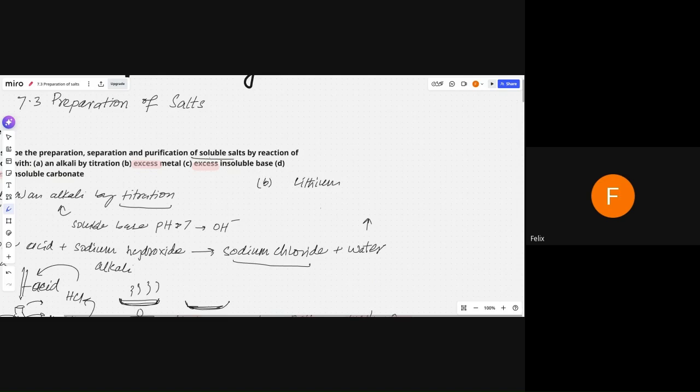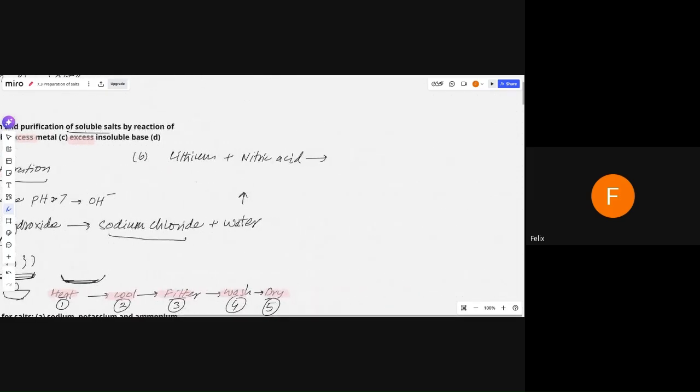So metal, lithium, plus an acid. Let's use nitric acid. Now they are going to make lithium nitrate and hydrogen gas, right? Remember, we studied in our previous lessons that whenever metals react with acid, they produce salt and hydrogen gas. Remember that, right? So this is the word equation.